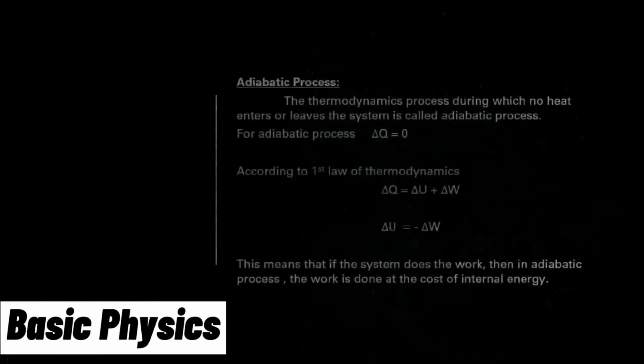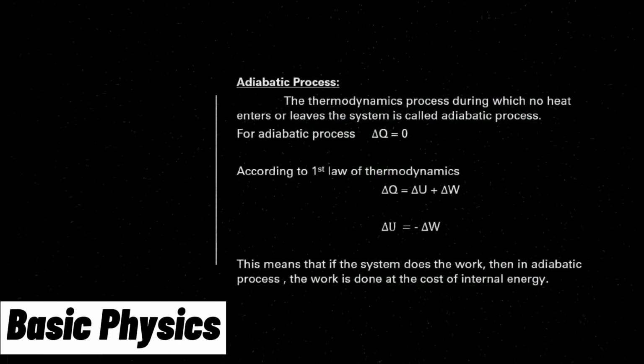Adiabatic process. The thermodynamic process during which no heat enters or leaves the system is called adiabatic process. For adiabatic process delta Q is equal to 0. Then change in internal energy is equal to negative of work done. This means that if the system does the work, then in adiabatic process, the work is done at the cost of internal energy.